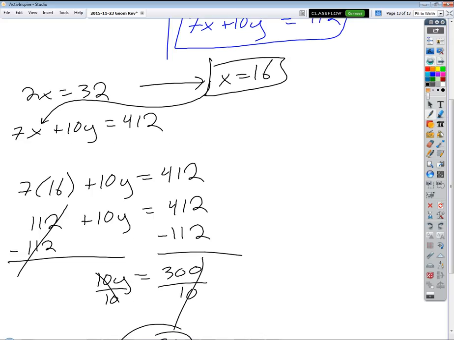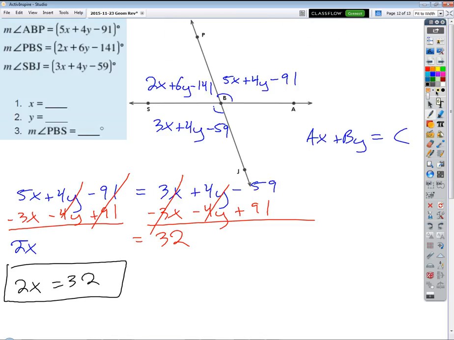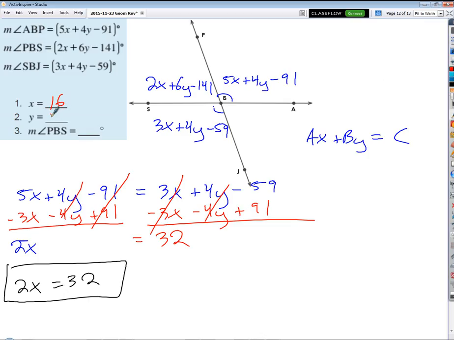So all I have to do then is what? If I go back to the original problem, this was 16 and that was 30. How would I find the measure of angle PBS? Plug them in right there. Okay, make sense? All right. We're good. Let's go to, I think, 205.